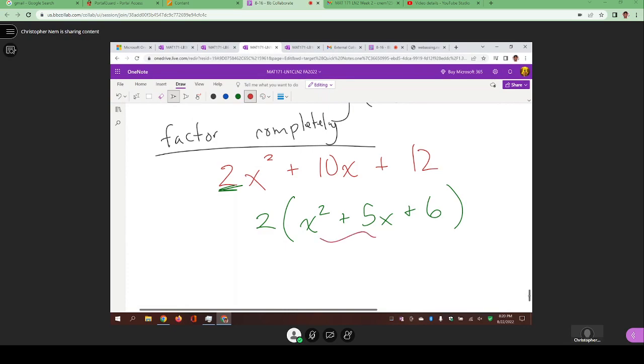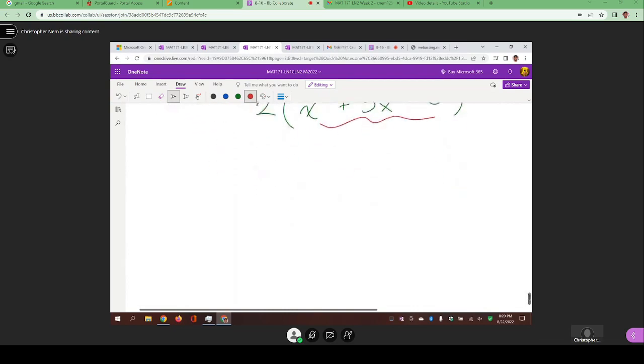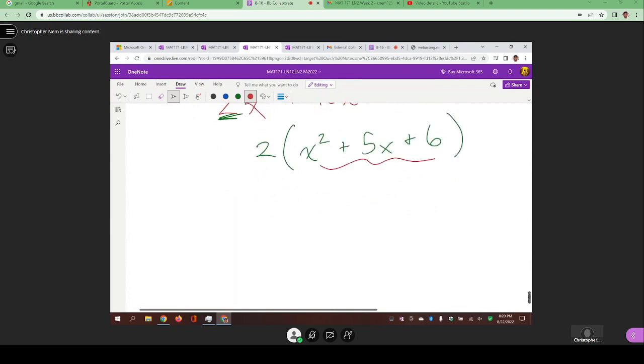Why? Because this looks familiar, doesn't it? How many terms are there? There's 3 terms, so it's a trinomial. Well, guess what you gotta try out with a trinomial? You gotta do the guess and check method. So, we need to figure out the factors of positive 6 that add up to positive 5. The factors of 6 are 1 and 6, 3 and 2.